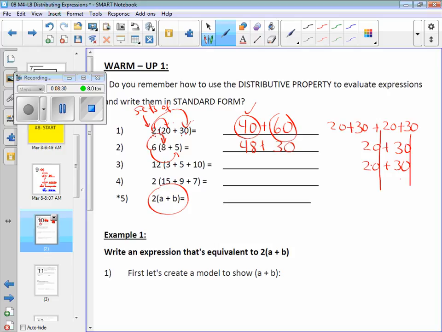12 sets of 3 is 36. 12 sets of 5. Make little arrows. I'd like you to do that as well, because it'll remind you, because that's the pattern or formula or method that you can use for every one of these. 12 sets of 5 is how much? 60.